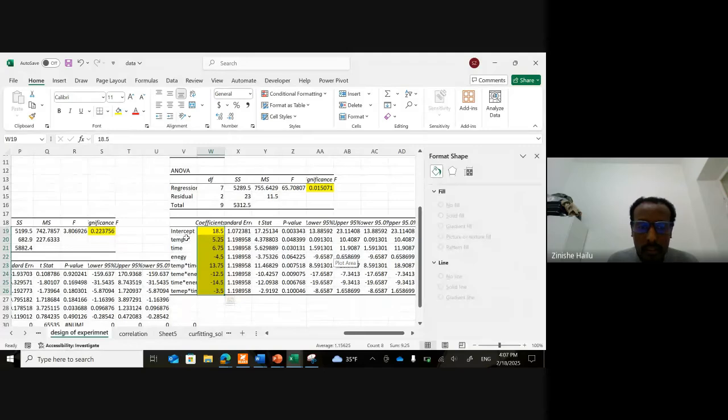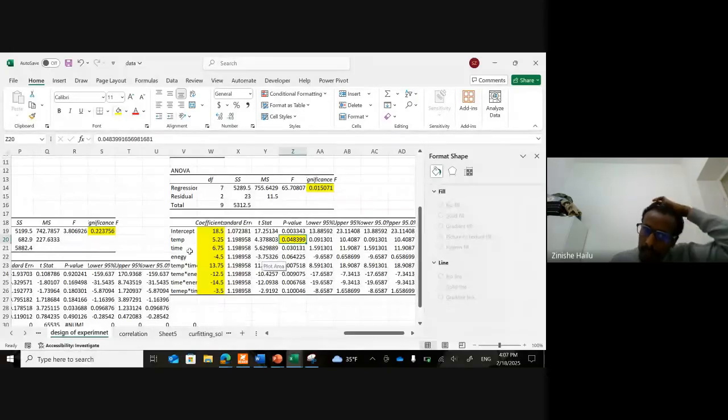So here, the temperature. This shows the coefficient is positive 5.2. The p-value tells us it's significant. So it has a positive effect on yield.